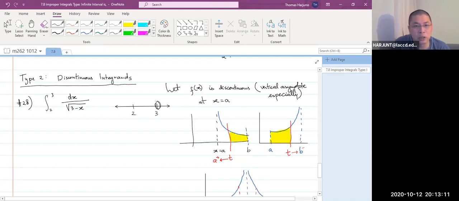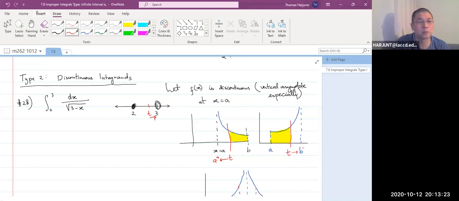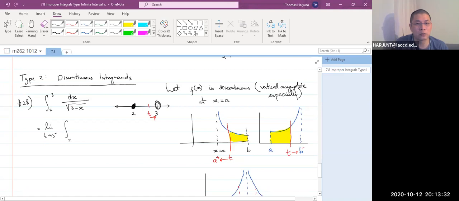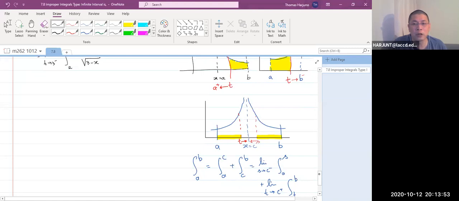At 2 it is okay. The discontinuity is at 3. So what you will do is you pick from 2 to t, and then you push it to 3. That's the limit as t goes to 3 from the left-hand side of the integral from 2 to t of dx over square root of 3 minus x. And then from there you integrate as usual.